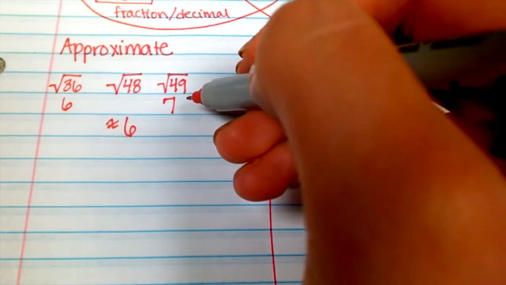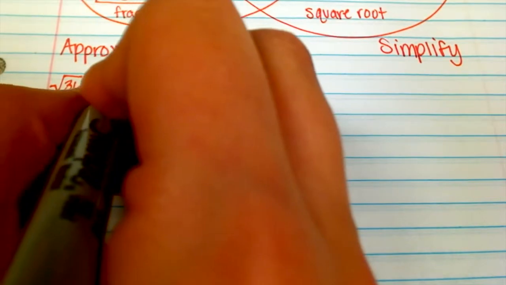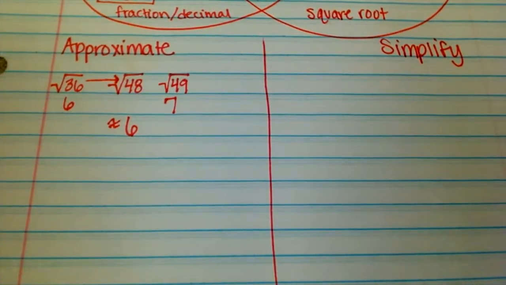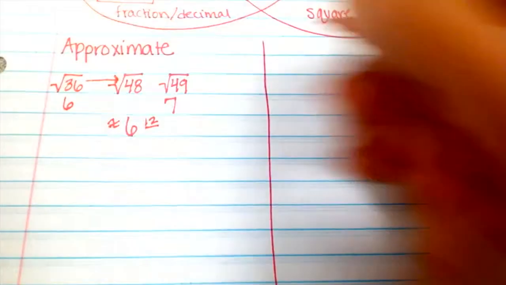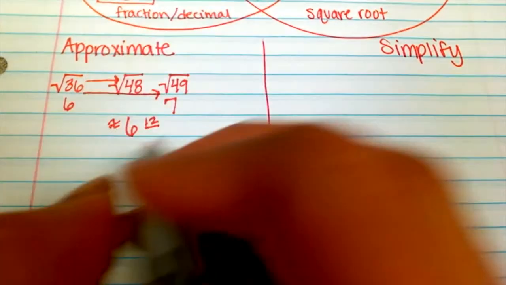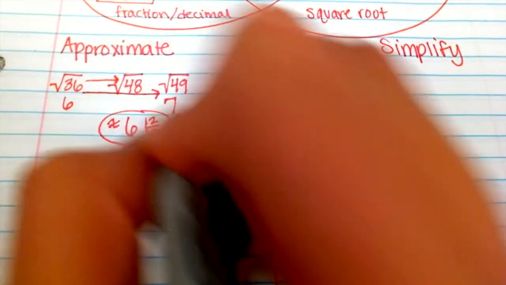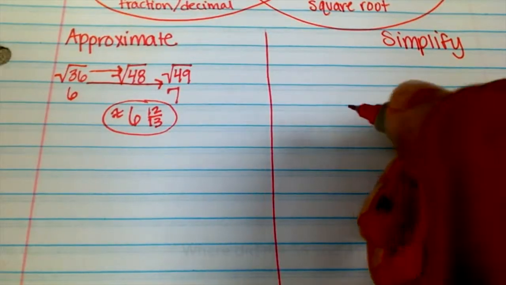And then my fraction. How far away is 36 from 48? 12, so that's my numerator. And how far away is 36 from 49? 13, that's my denominator. And that's it. That one's done. 48, the 36 and 49.